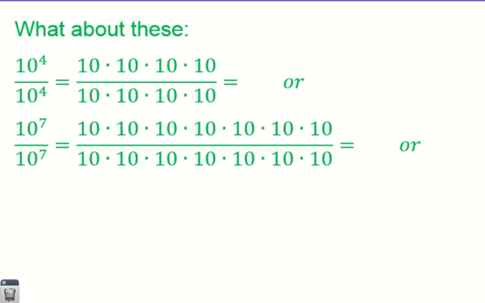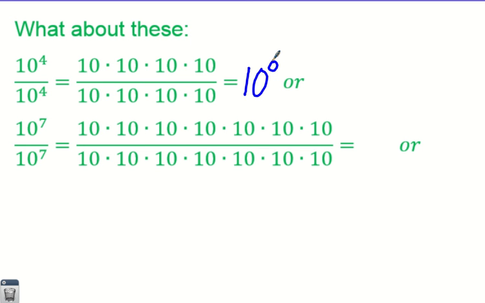What about these? Well, what happens here, okay? We are changing gears, so take a breath. So what happens? On one hand, if we were to just subtract the powers like we've been sort of groomed to do, what's 4 minus 4? Well, that would be 0. We would end up with 10 to the 0 power.